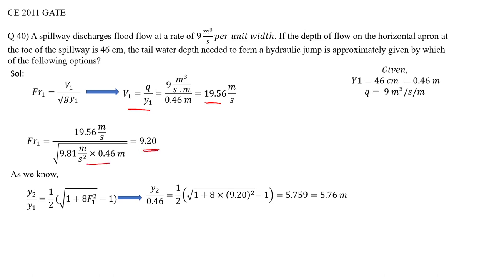Once you know the Froude number, you can directly substitute it in this particular equation: y2 divided by y1 equals 1 by 2 square root of 1 plus 8 F1 square. Here F1 is known and y1 is also known, so the only unknown is y2. By substituting these values, you get 5.759 meters. So option C is correct. Option C was 5.77 meters. Okay, so this is the correct value. Just cross check with your answer also.